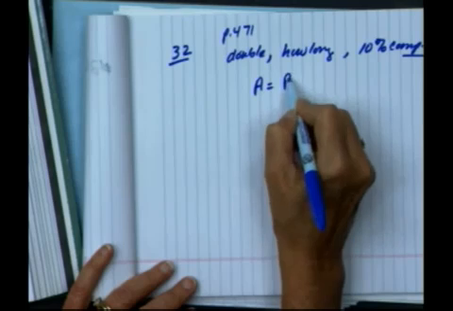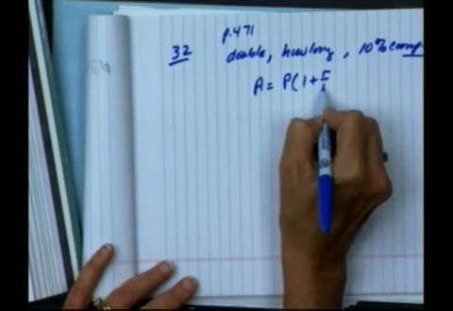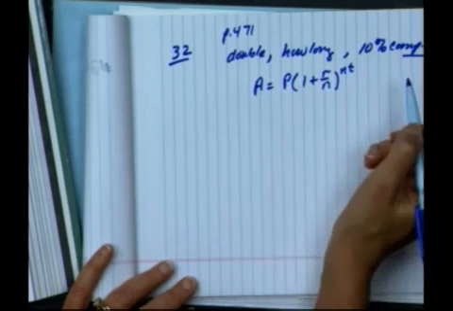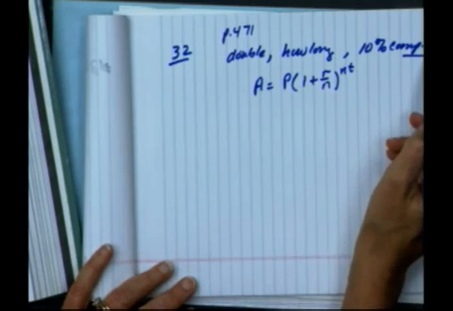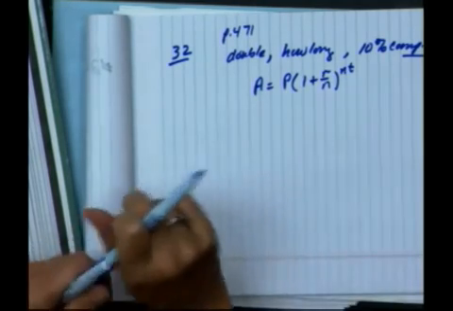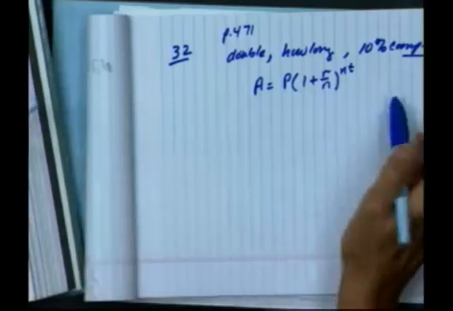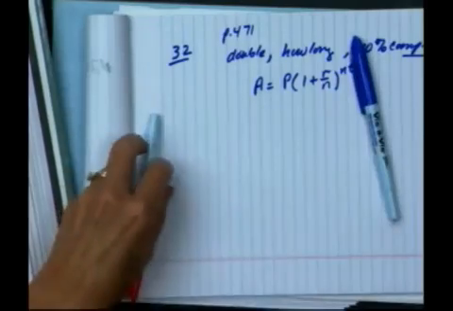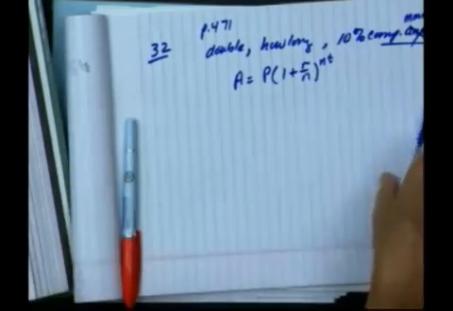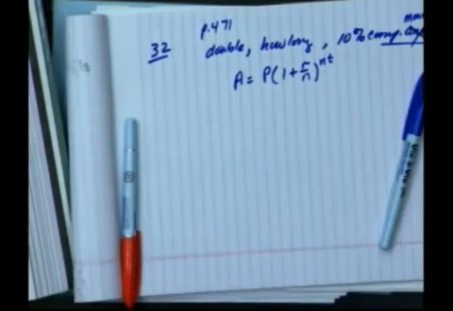A equals P times (1 plus r over n) to the nt. Okay, go ahead. So you say it's compounded monthly, but it's the annual rate of 8%. So the 8% is spread out over 12 months. When you see a rate listed at the bank, that's called a nominal rate, N-O-M-I-N-A-L, and that means a per year rate. But then it says compounded daily, compounded monthly, compounded what? You have to go in and look at the details.